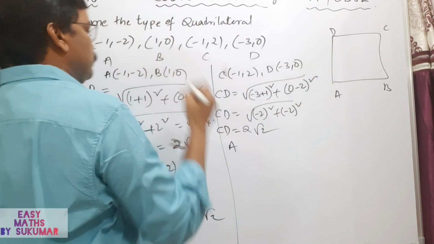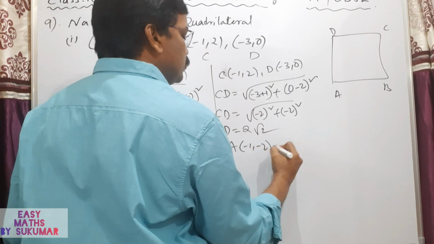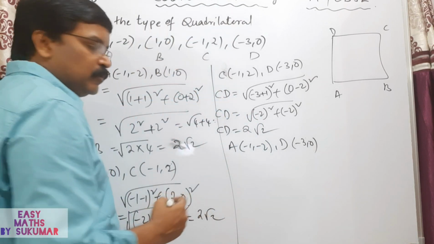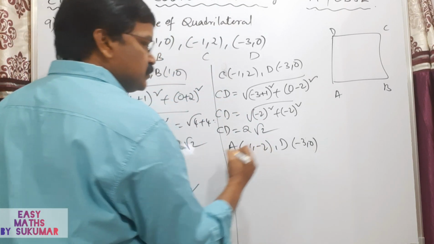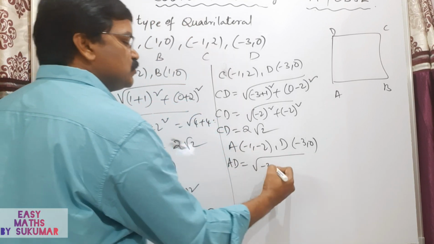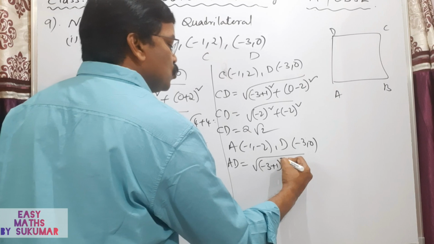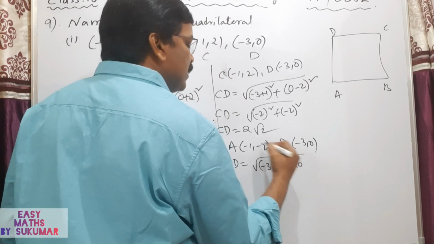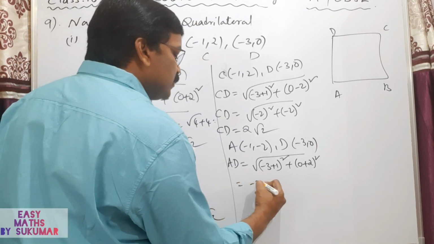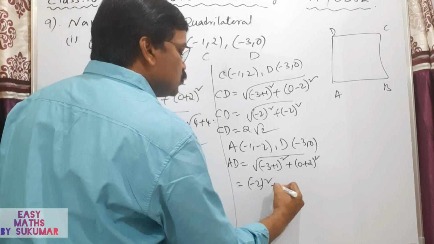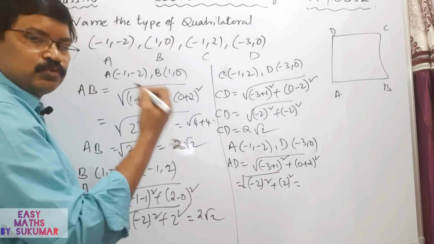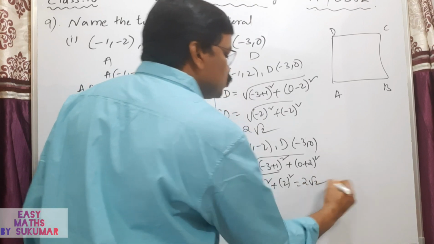And finally AD. So what is A? (-1, -2). And D is (-3, 0). So what is AD, students? AD is equal to root of (-3 minus of minus, so plus 1) whole square plus (0 minus of -2 is plus 2) whole square. So this is -2 whole square. 0 plus 2 is also 2 whole square. So this is also 4 plus 4, that is root 8. That means that is equal to 2 root 2.